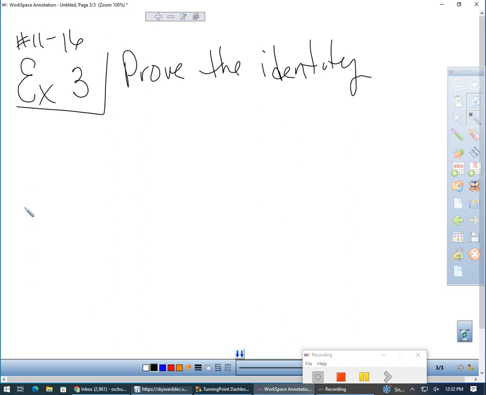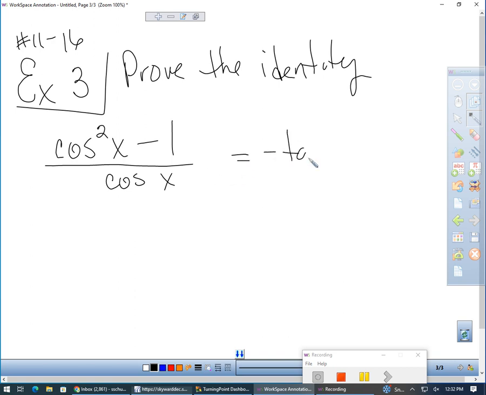So let's go with, how about if I have cosine squared x minus 1 over cosine x, and I want to show that it equals negative tangent x sine x. Yes? You cross out the cosine x on the bottom to cancel with the cosine squared x.